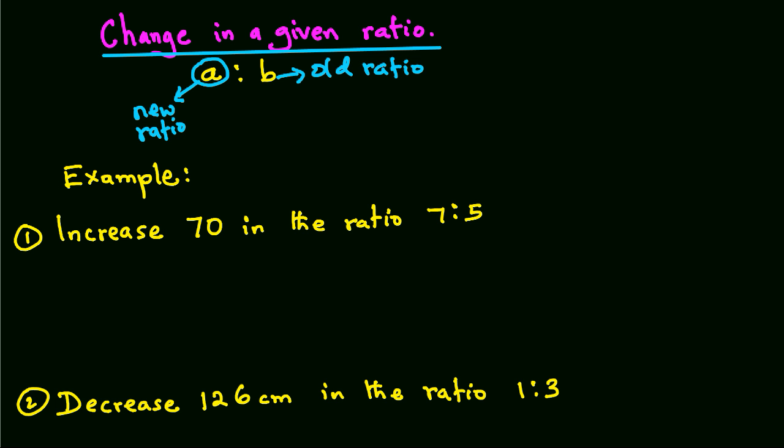Now, in order to obtain a new value after a change in ratio, we need to multiply the old value by what we call a multiplying factor. And this multiplying factor is equals to new quantity over old quantity.